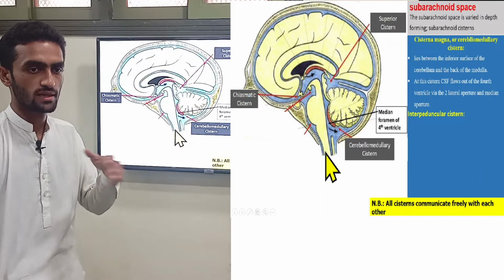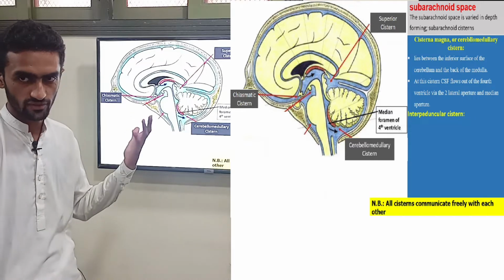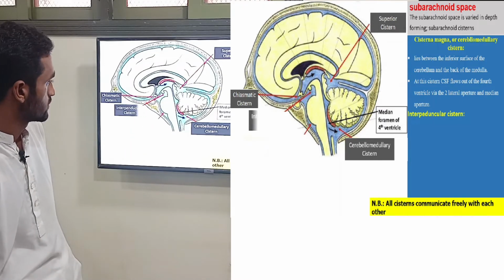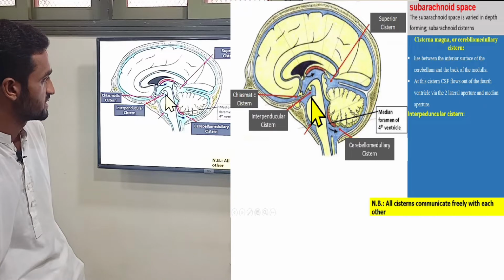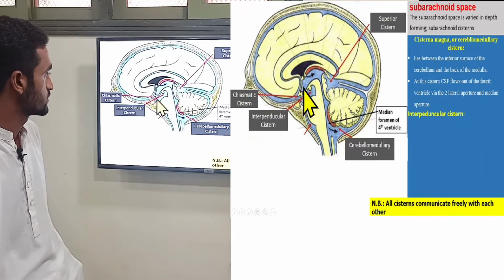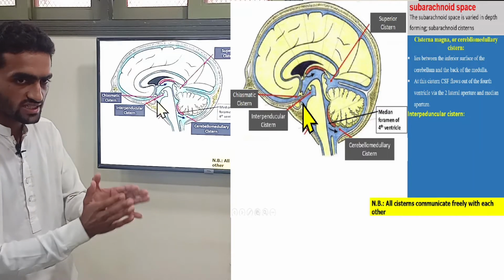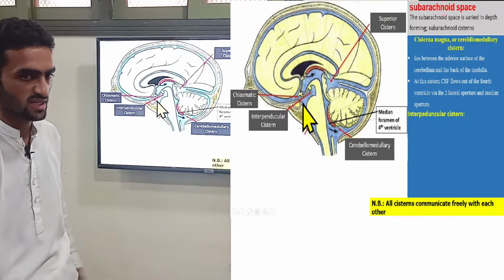And the other is the interpeduncular cistern, because it is present in between the peduncles of your midbrain. So here you can see these peduncles. Here is the midbrain, here is the peduncle. So here is the other cistern. These are actually dilations of your subarachnoid space.